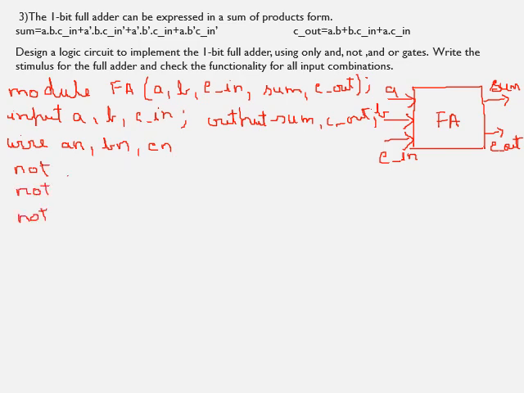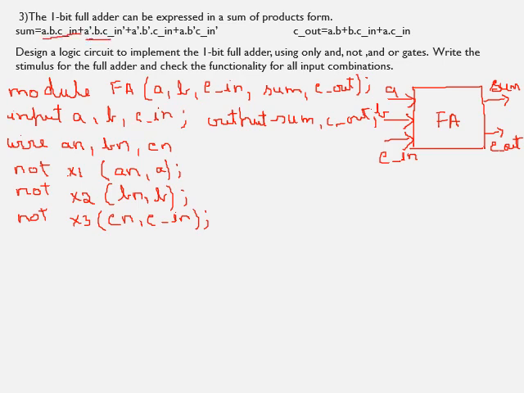So first, x1 an comma a, this finds not of a. Second, x2 bn comma b, and x3 cn comma c underscore in. Next I need OR gates and AND gates. To find 4 product terms for the sum and 3 product terms for the carry, one by one I will be finding them. I will go in this order only, starting from the sum expression.